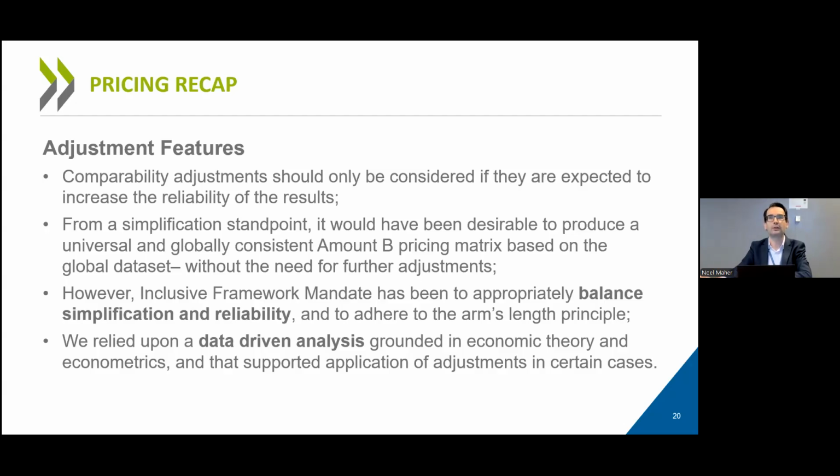Now, on the other hand, again, we're trying to strike this appropriate balance. If we make too many adjustments or adopt too many adjustment features, you make Amount B too complex. So ultimately, we settle on adopting 2 specific features which are implemented with a view to safeguarding the ability of Amount B to approximate arm's length outcomes. Next slide.